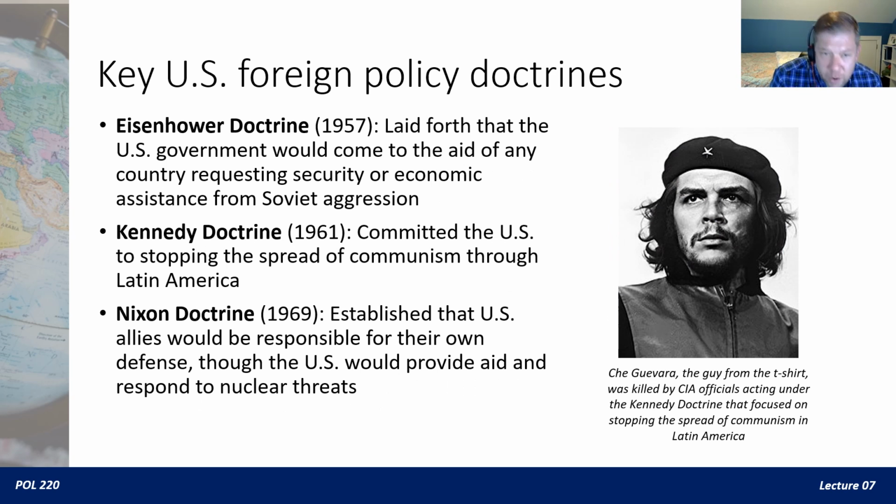So you've got the Eisenhower Doctrine, 1957. This laid forth that the U.S. government would come to the aid of any country requesting security or economic assistance from Soviet aggression. This coincides obviously with the Korean War, but really the dominoes starting to fall, particularly in Asia and Southeast Asia. These are going to be the events that lead up to the Vietnam War.